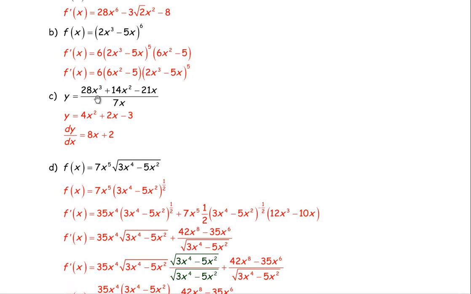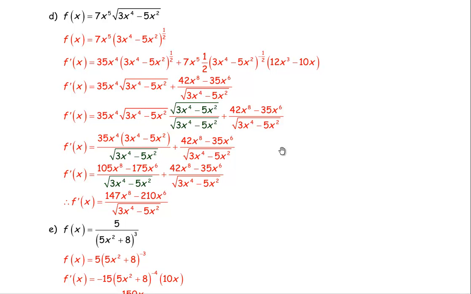Now, this is a quotient, but that 7x divides evenly into all these terms. So the quotient rule would work here, but to divide by 7x first will make this simpler. So 7x goes into 28x cubed, 4x squared times. 14 divided by 7 is 2, x squared divided by x is x, and negative 21x divided by 7x is negative 3. So now just power rule on each of these parts, or this is actually the derivative of a constant, 0. So the derivative of 4x squared would be 8x, derivative of 2x is 2, so that's the whole derivative.